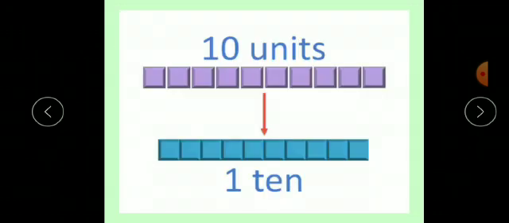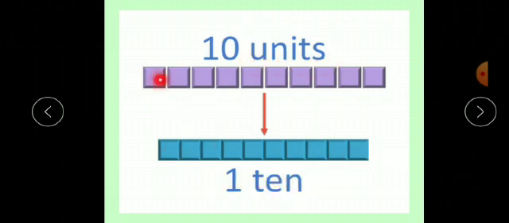Now here there are 10 blocks. If we count them separately, then it is 1 unit, 2 units, 3 units, 4 units, 5 units, 6 units, 7 units, 8 units, 9 units and 10 units. These are 10 units. Okay. And if we combine them, then we get 1 ten. Okay. What does it mean? 10 units equals 1 ten.